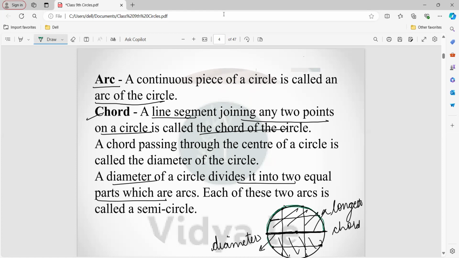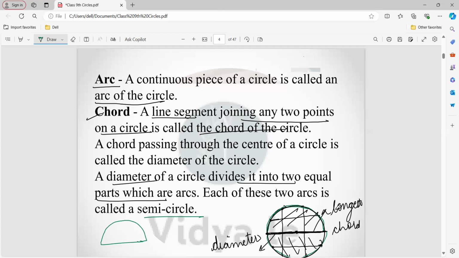and another arc on the other side of the diameter, these are the equal arcs, and these equal arcs joining with the diameter is known as a semicircle. So half of the circle, this is a semicircle.